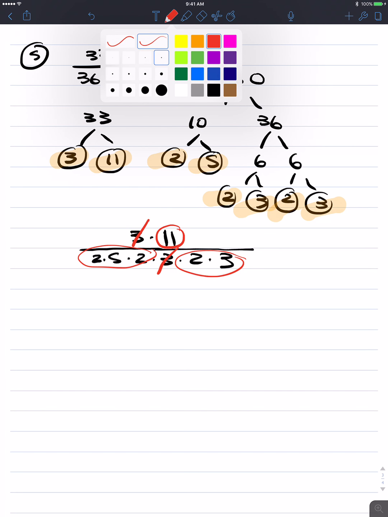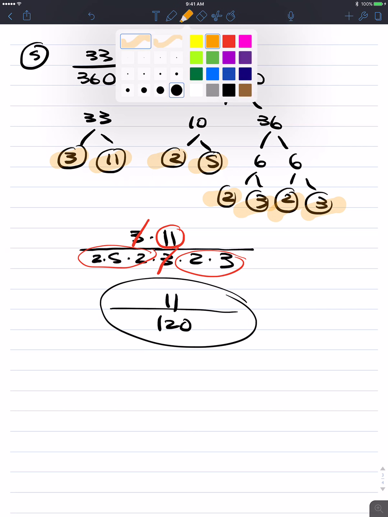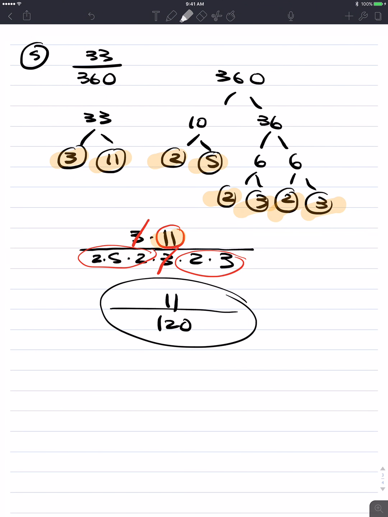We're now going to have to multiply. 11 is on top, but 2 times 5 is 10, times 2 is 20, times that 2 times 3, which is 6, we get 120. I have simplified 33 over 360. It is 11 over 120. This is guaranteed to be simplified because the prime 11 and all these other primes down here do not cancel.